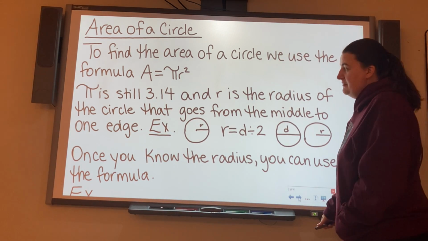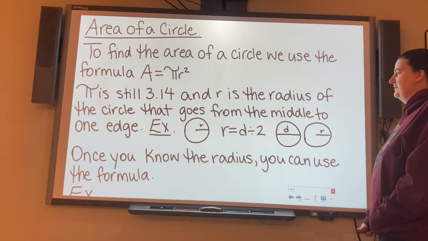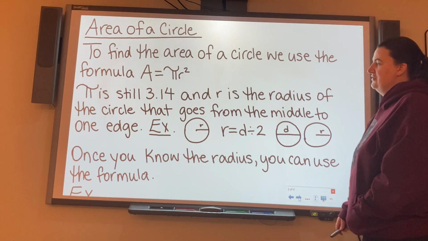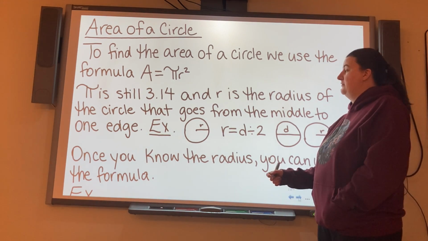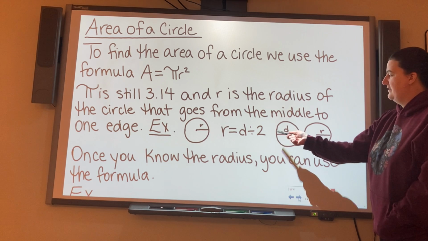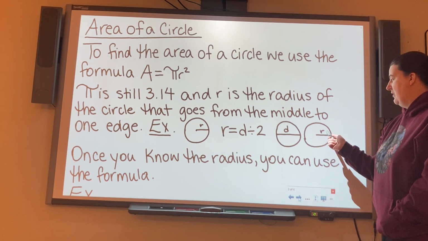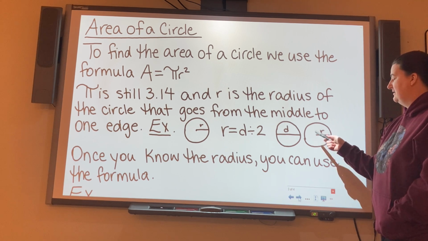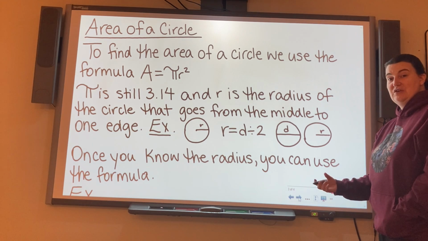So pi is still 3.14 and r is the radius of the circle that goes from the middle to the one edge. So last week when we were doing circumference of a circle, we worked with a diameter. That's the one that goes all the way across. And sometimes, last week, they only gave us the radius, so we had to times it by 2 to get the diameter. So the opposite is going to work this week.